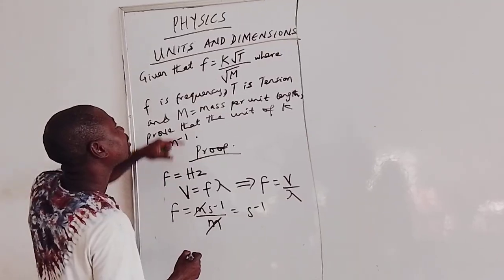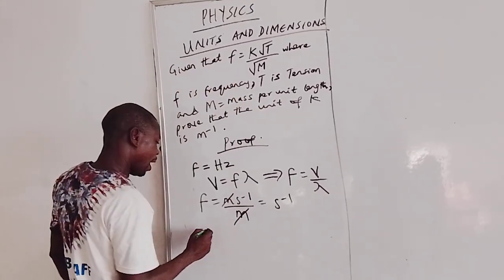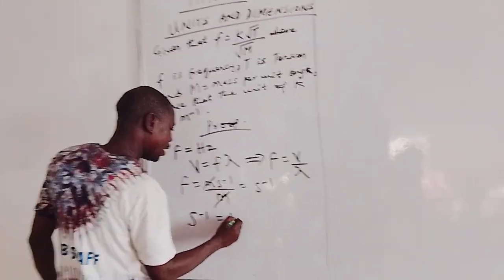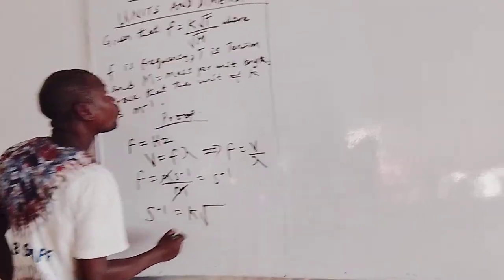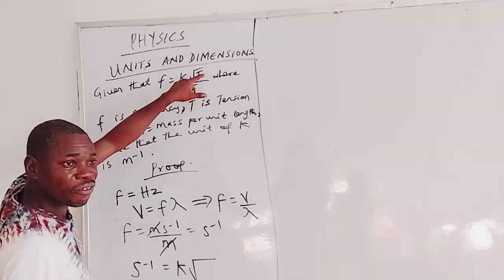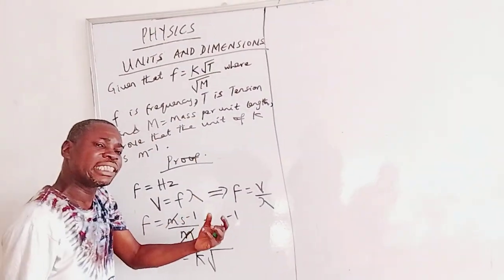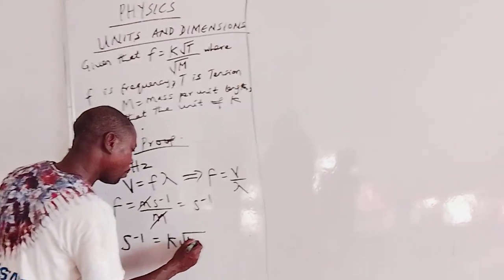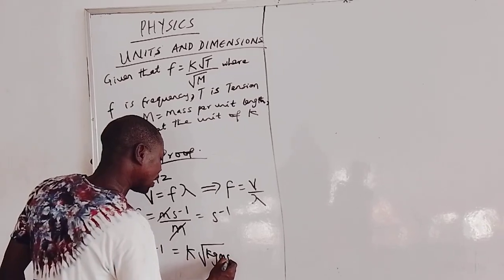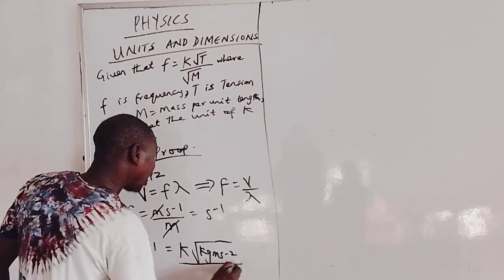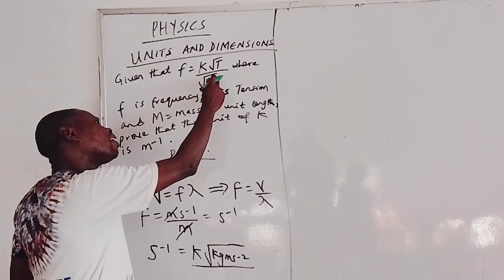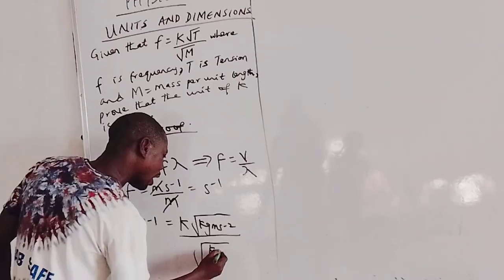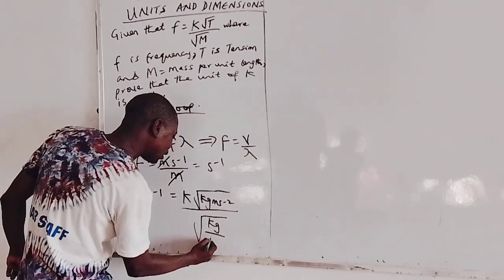So I can now rewrite this frequency in this context, per second, is equal to k into the square root of T, where T is a tension, and tension is a force. The unit of force is mass times acceleration due to gravity. So the unit of mass is kilogram, the unit of acceleration due to gravity is meter per second squared. Then m signifies mass per unit length, so the unit of mass is kilogram, then the unit of length is meter.